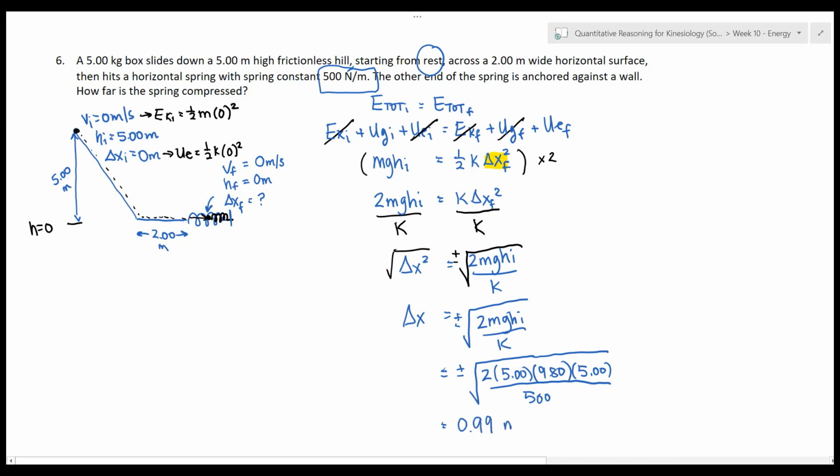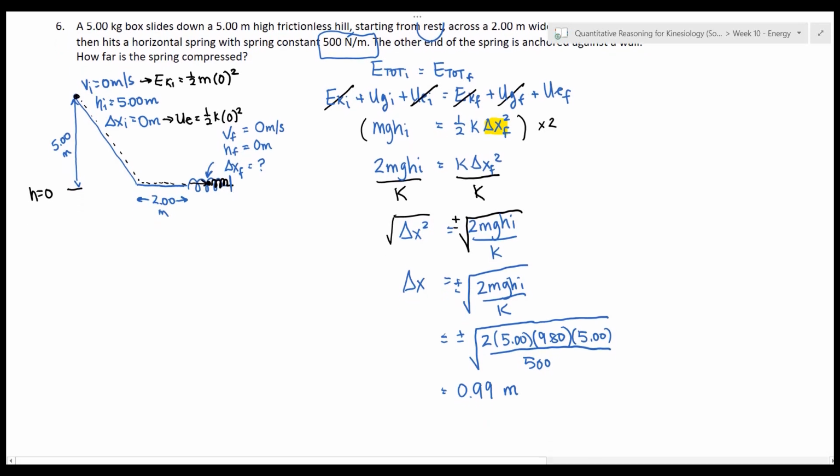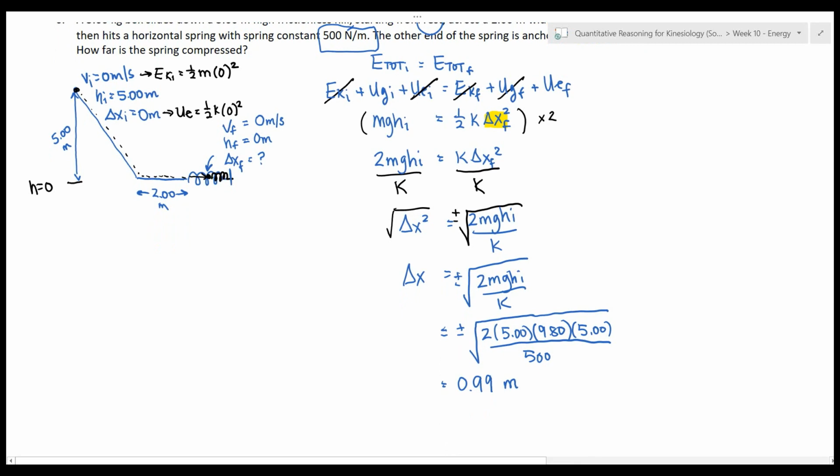And the units for that would be in meters. Now the question's asking how far it is compressed. There's a plus or minus in front here. The plus is if the spring got stretched, the minus is if the spring got compressed. But the question's asking how far it is getting compressed, so we can just say it got compressed 0.99 meters, and we wouldn't have to put in a negative in front. Okay, so that's it. The final answer is that the spring got compressed 0.99 meters.